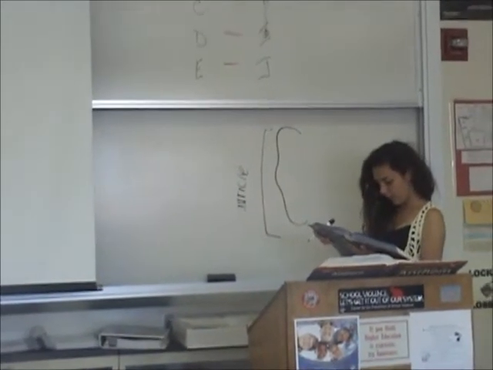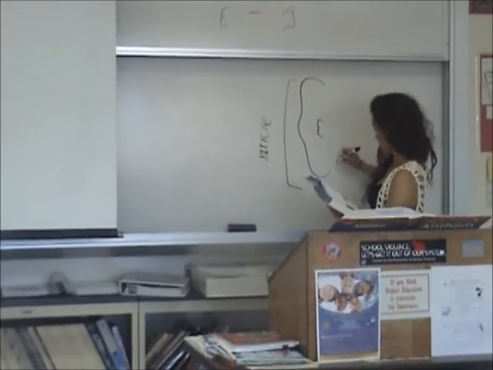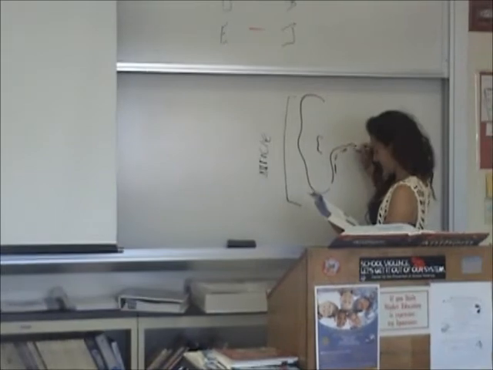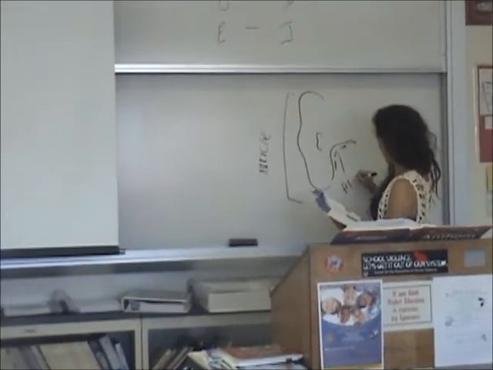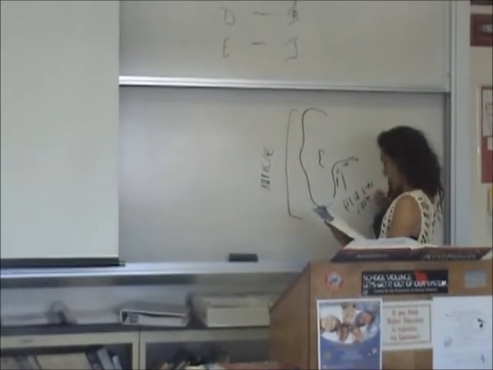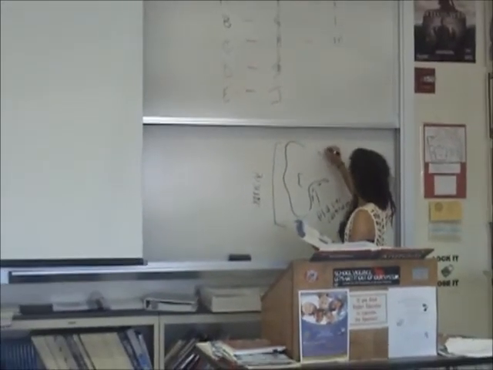Over here is the elastic cartilage, which he also mentioned. And over here is the temporal bone.